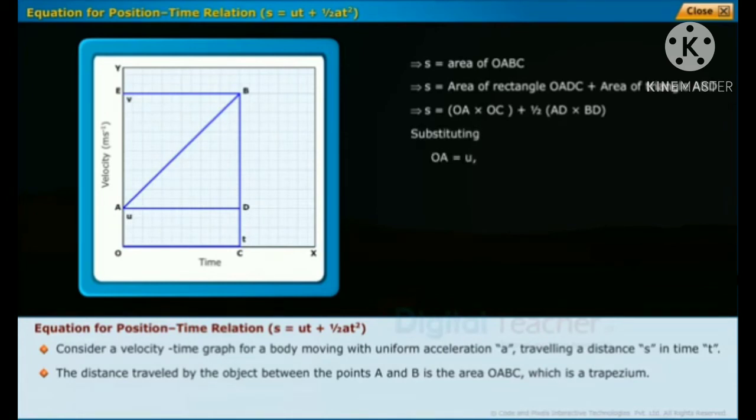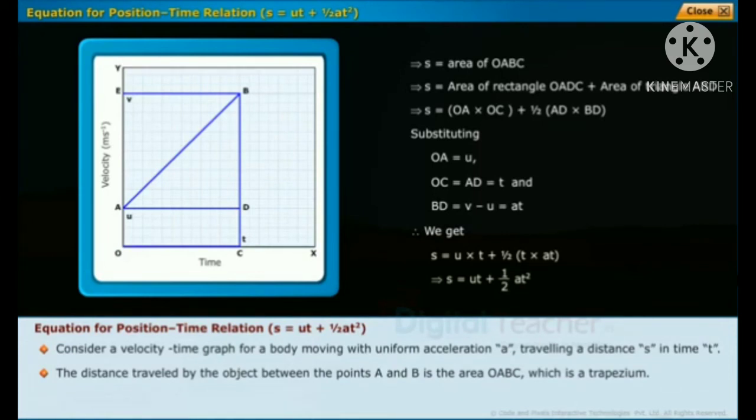Substituting OA equals U, OC equals AD equals T, and BD equals V minus U, which equals AT. Therefore, we get S equals U into T plus half into T into AT. That implies S is equal to UT plus half AT square.